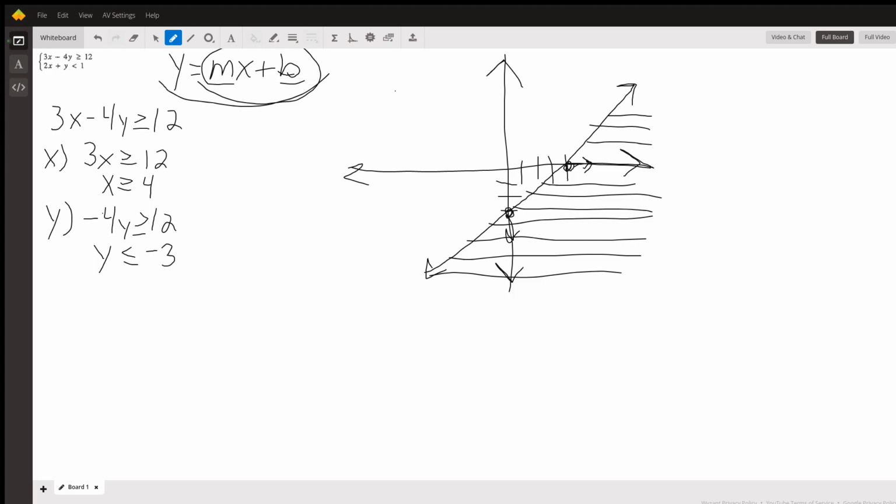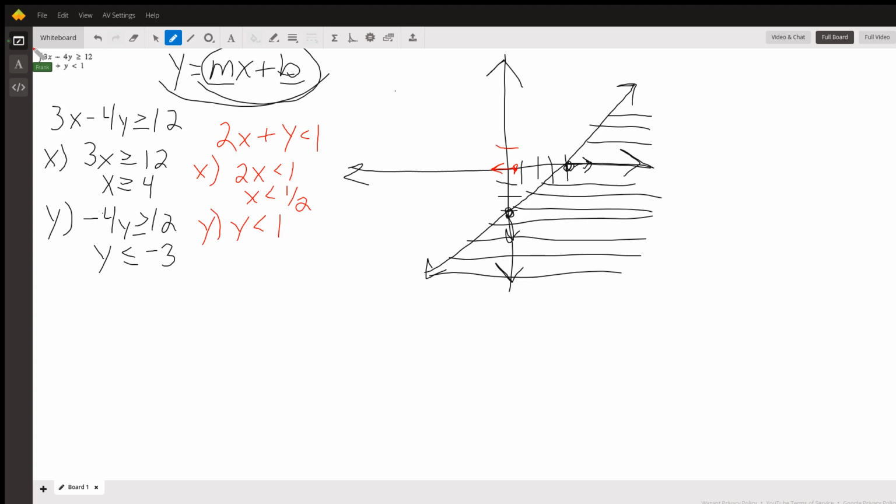I'll do the next one in red. 2x plus y less than 1. I will find the x-intercept by setting y equal to 0. So 2x less than 1, x less than 1/2. Now this line is going to be dashed. The line itself is not included in the solution because it's less than. It doesn't include the line. So here's 1/2. And it's going to be shaded to the left because it's less than. Then I'll do the y-intercept, which is when x is 0, y is less than 1.